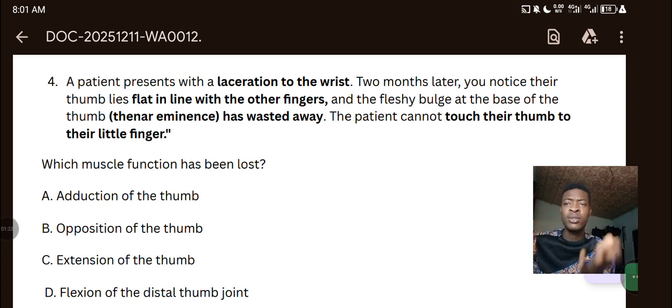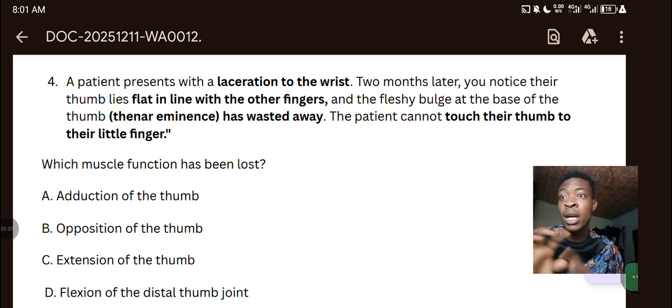So let's just go right into the question. Touching your thumb to your little finger is called opposition, which is caused by the Opponens pollicis. The Opponens pollicis is what causes opposition of the thumb. So the answer is actually B, obviously. But let's know why the other options are wrong.